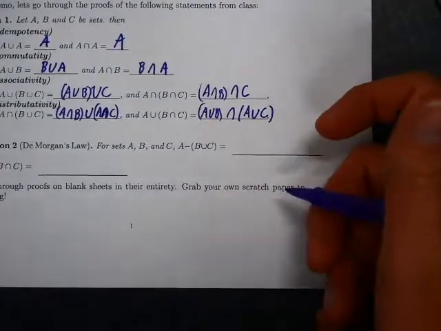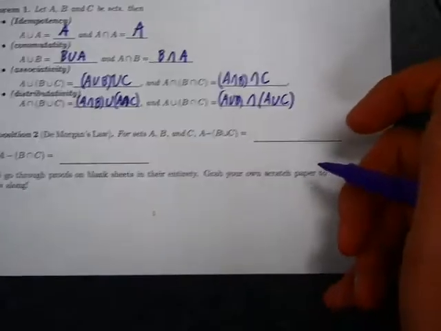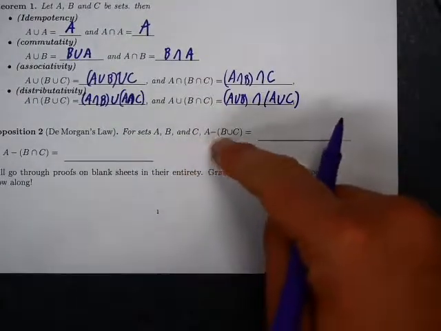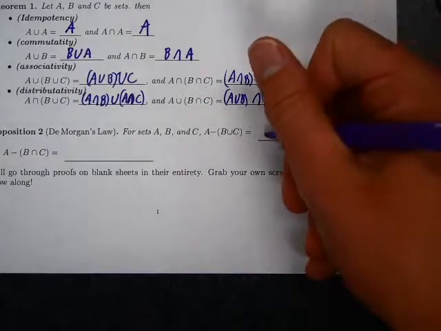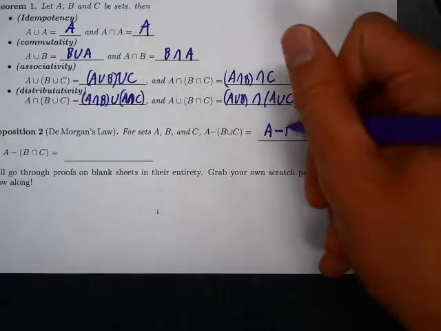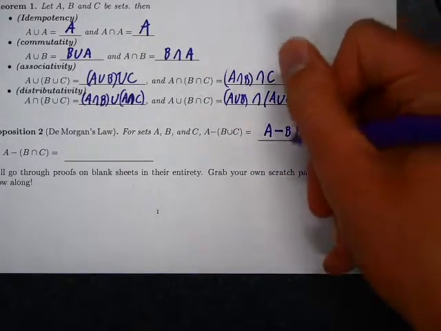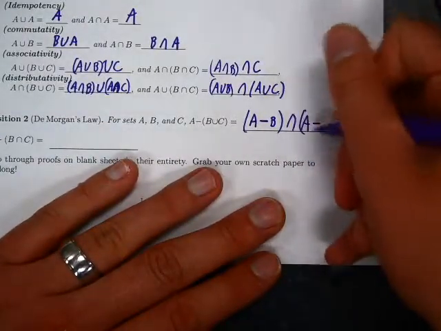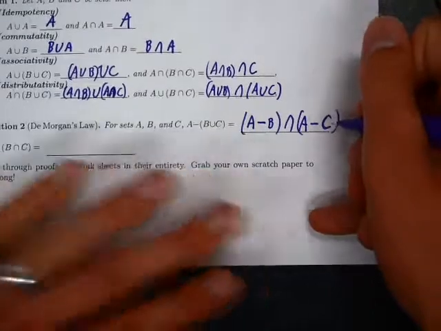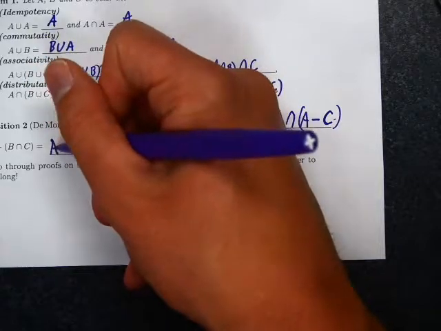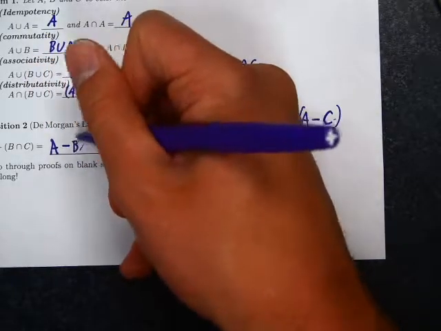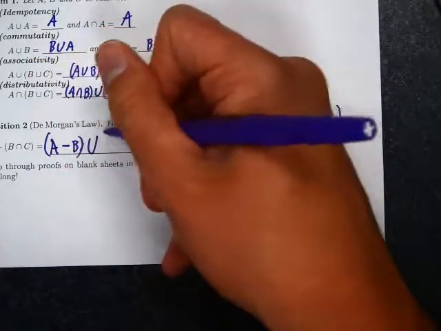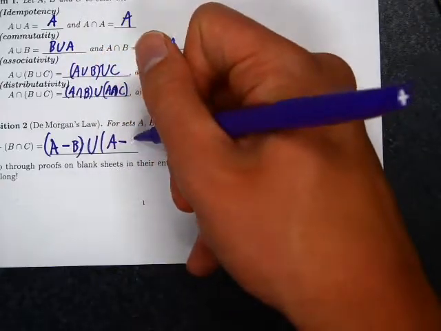which is closely related to De Morgan's law for logic. The set difference A minus (B union C) is the same thing as (A set minus B) intersect (A set minus C). A set minus (B intersect C), the union will become an intersect. It'll become (A minus B) union (A minus C).